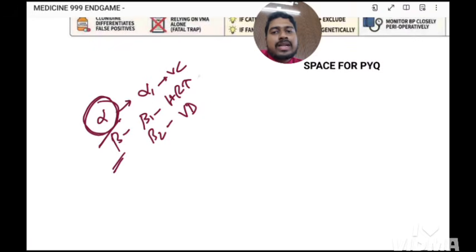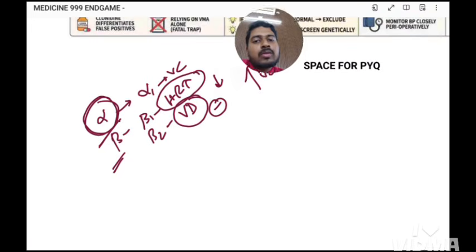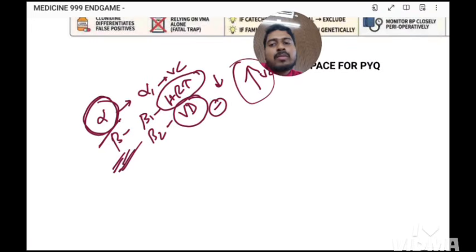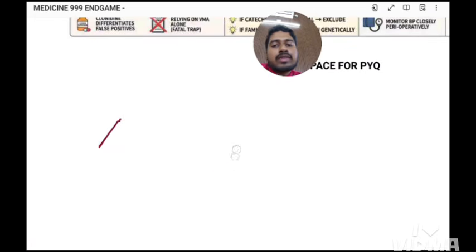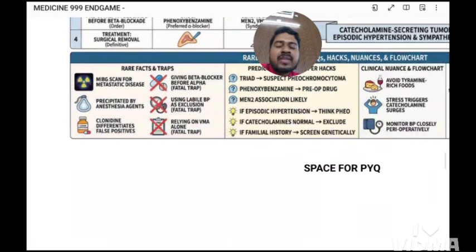Now what happens if you give beta blocker first is, it will decrease heart rate, and second it will block this vasodilation, which means there will be unopposed vasoconstriction, and the beta blocker won't prevent this stimulation. This stimulation will continue by adrenaline and noradrenaline. So there will be increased BP, sudden shooting of BP. That's why we don't give beta blocker first, we give alpha blocker first and then we go for beta blockade.